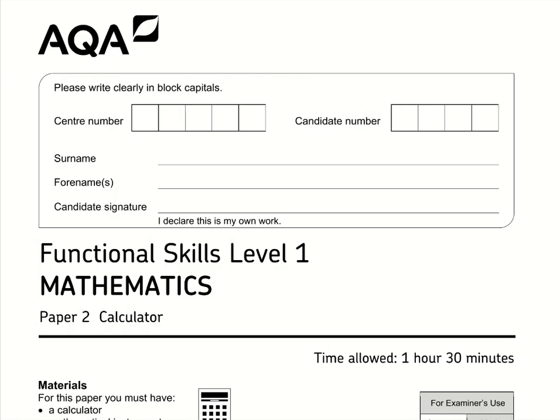Here are the video solutions for AQA Functional Skills Maths Level 1. This is paper 2, which is the calculator paper, and this is from November 2021.